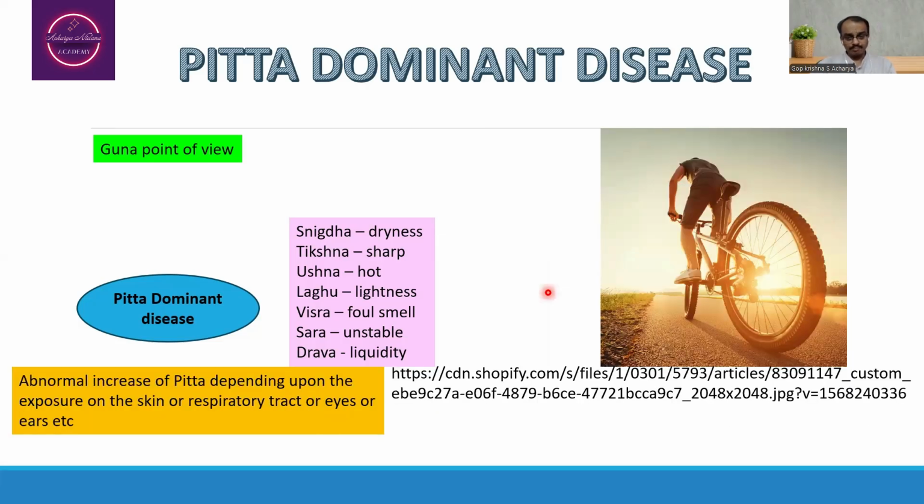Let us take another example. The person is doing cycling in summer season. Naturally, that will be responsible for the abnormal increase of Ushna, Tikshna and Laghu guna in the body. Thereby, if the person is doing continuous cycling, that too in the summer season, there may be the possibility of abnormal increase of these guna. Thereby, the person may develop the Pitta dominant disease.